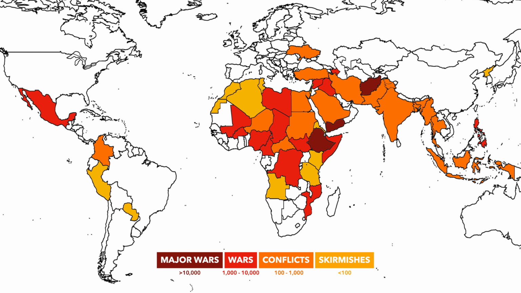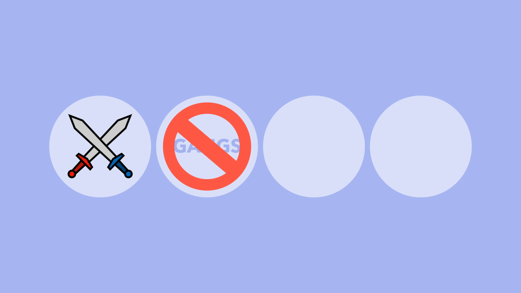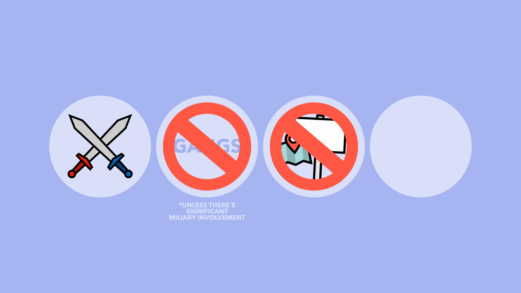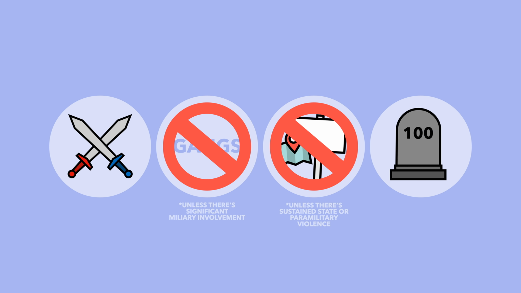So let's discuss how this map was created. Firstly, to qualify, a conflict must fulfill the following conditions. 1. There must be armed conflict between at least 2 organised groups. 2. Gang violence isn't typically included, unless there's a significant military involvement. 3. Territorial disputes or protest movements also aren't generally included, unless there's evidence of sustained state or paramilitary violence. And 4. All of the conflicts have at least 100 deaths total, are ongoing, and have at least 1 death in the last year.